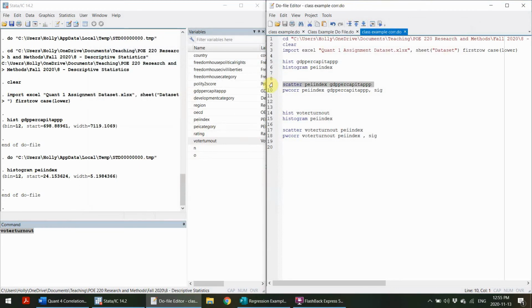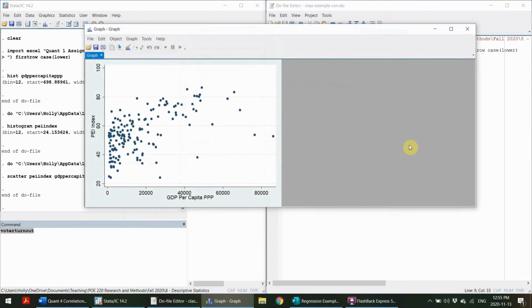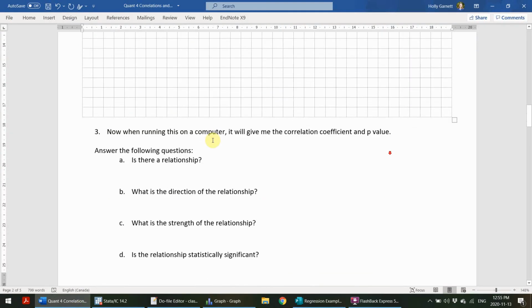Okay, so then I could draw a scatter plot, and I'll just show you what the computer does. So this is the scatter plot, essentially showing that, just based on looking at it, it would appear that something might be going on here between the GDP per capita and the perception of electoral integrity. All right, so let's analyze this. Let's just copy this into our document.